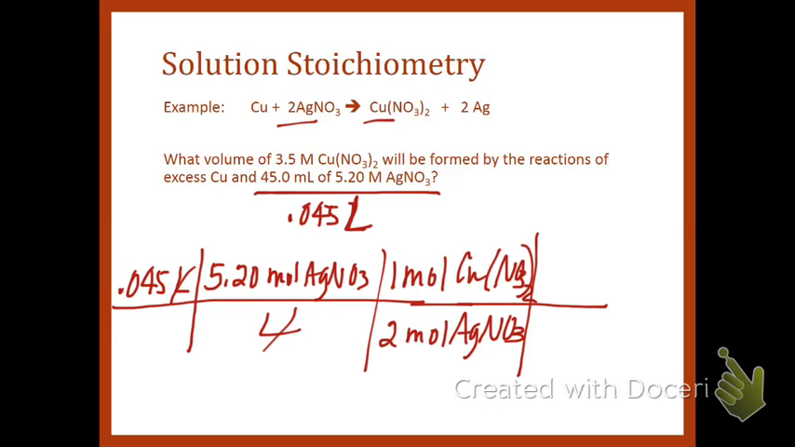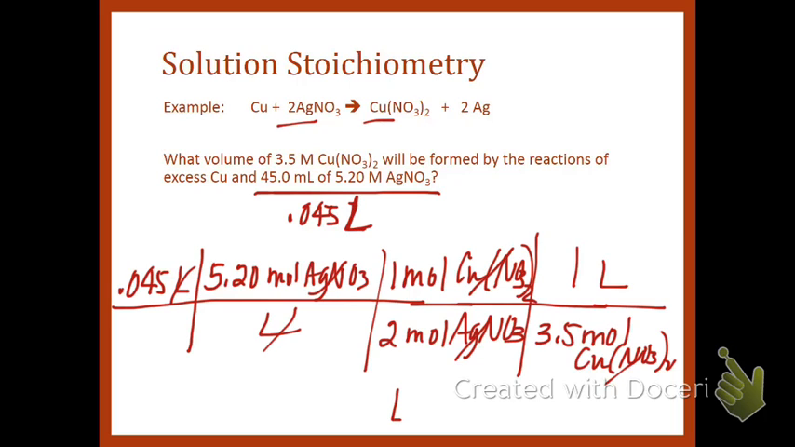And now it's wanting to know what volume of 3.5 molar copper(II) nitrate I could solve for. So this is where I can use that molarity as a conversion factor, and I'm going to flip it. Because I'm wanting to get rid of moles, I'm going to say 3.5 moles of copper(II) nitrate per 1 liter of solution. So now my answer will be in liters of copper nitrate.